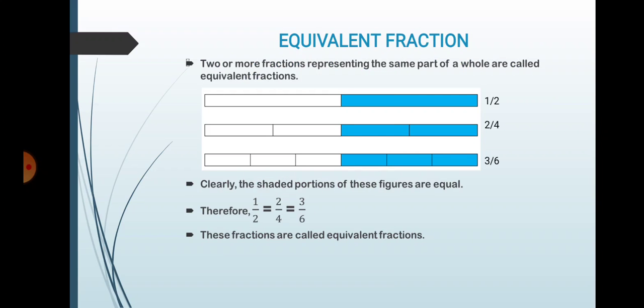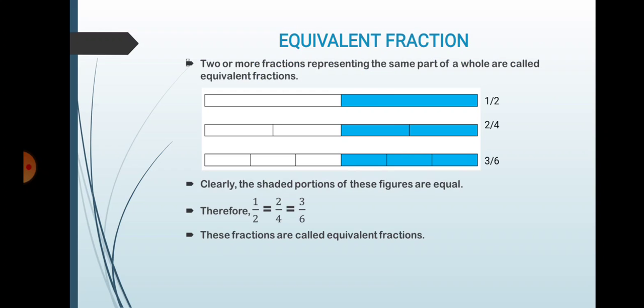The next type of fraction is equivalent fraction. Two or more fractions representing the same part of a whole are called equivalent fractions. So this is a figure you can understand better. One is a strip which has two equal parts. The second is a strip with four equal parts, and the last strip has 6 equal parts.